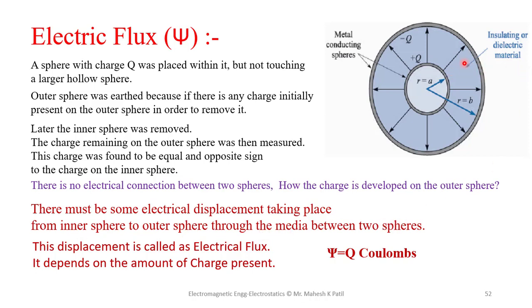So you can observe the medium present here. Either it is an insulating medium or a dielectric material. This displacement is called the electric flux. So flux is simply the displacement of charge from one body to a second body. It depends on the amount of charge present. It is denoted by the symbol psi, and it is observed that this electric flux is equal to the number of charges present on the surface. So psi is equal to q.